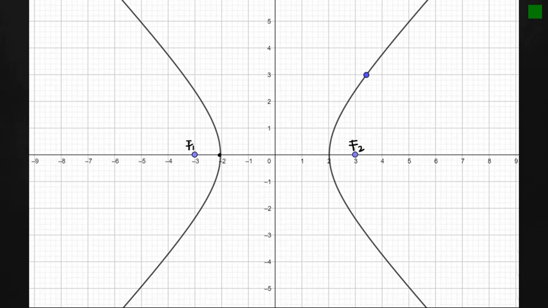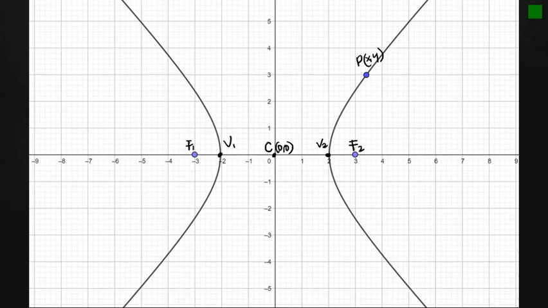This point is a vertex of our hyperbola. Let that point be v sub 1 and this point here be v sub 2. And this point is the center of our hyperbola at 0, 0. This point here is point P with coordinates x, y.